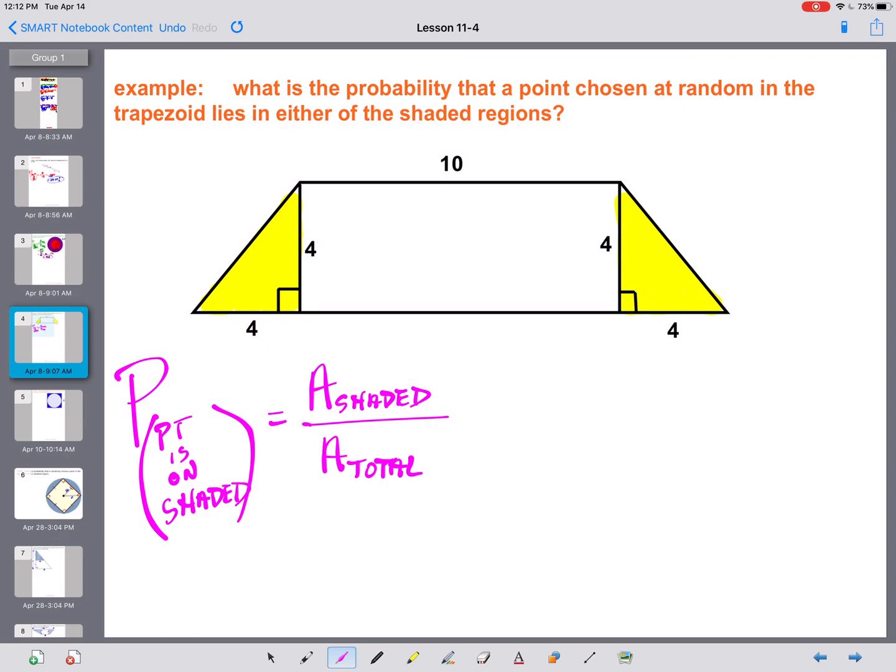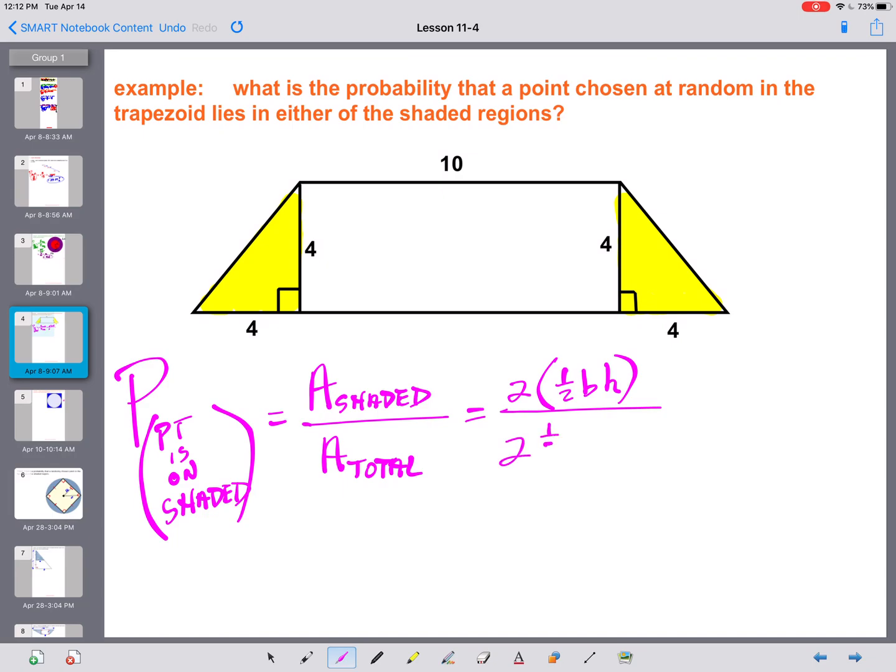First of all, what do you have for area shaded? We have two triangles, and each triangle has a base and a height. The area of the triangle is 1/2 base times height. Now, area total, what do you see? You could do the area of a trapezoid, or the area total is two triangles and one rectangle. So let's do that.